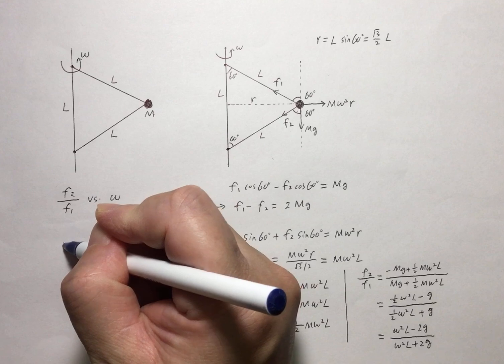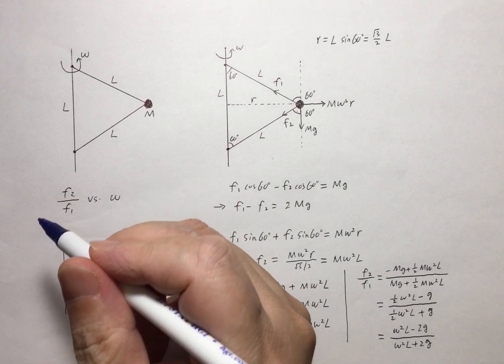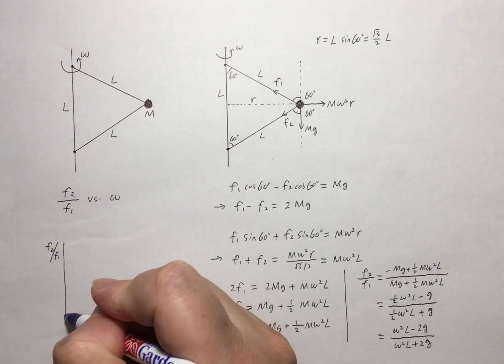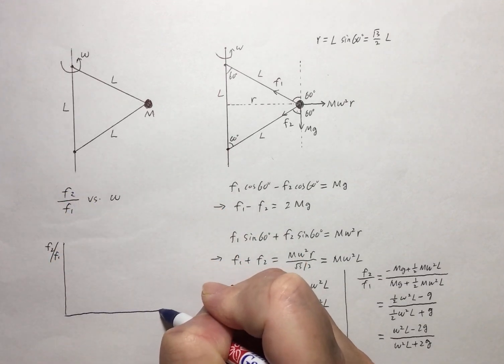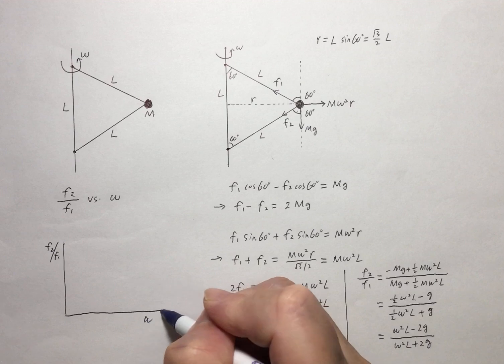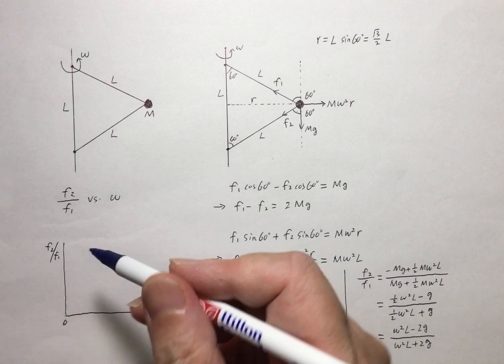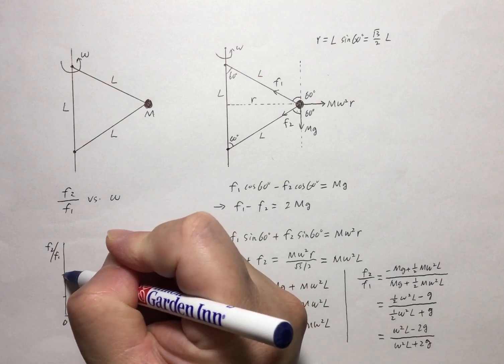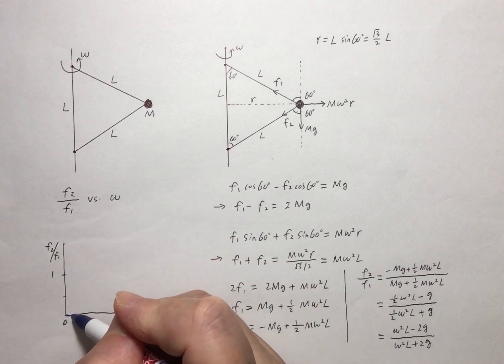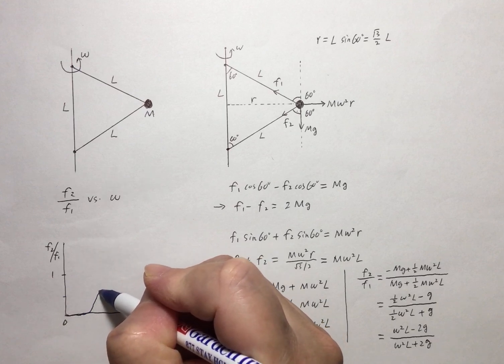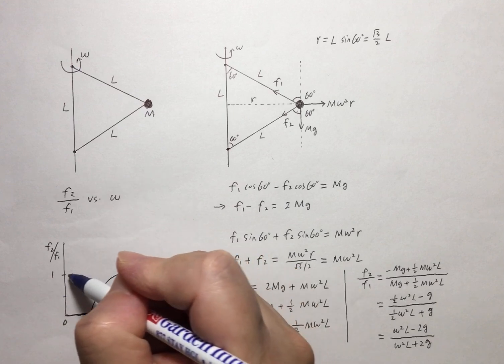Let's draw here. That's F2 over F1. This is angular speed omega. So in the beginning, it will be 0. But then at some moment it will begin to grow, and in the end it will approach 1.